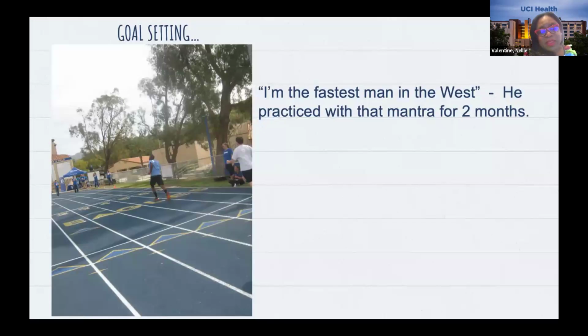So goal setting, we started at 2.5 or so. Here he is at about 20 years old, and he was participating in the Special Olympics. And he said, I'm the fastest man in the West. And every day he would go out on the track and run. I'm the fastest man in the West. And he practiced for 2 months and he won the gold.